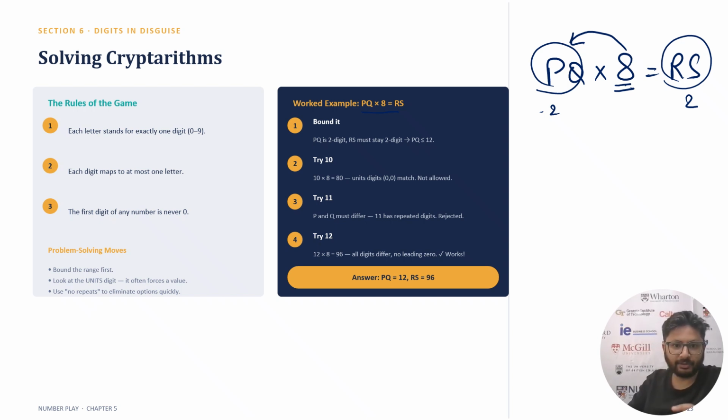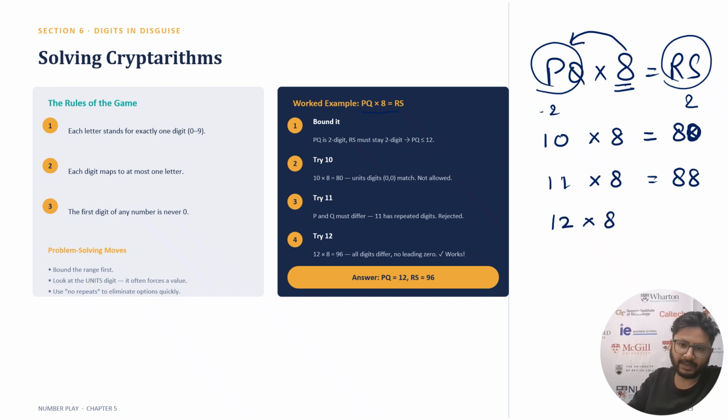So, for example, the smallest 2-digit number is 10, and 10 into 8 is equal to 80. 11 into 8 is equal to 88. 12 into 8 is equal to 96. Now please try and understand this: if I multiply 13 and 8, it is going to become a 3-digit number.